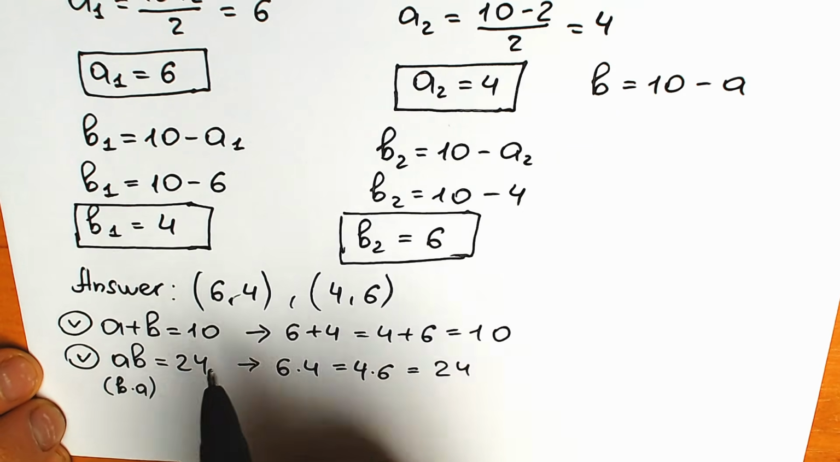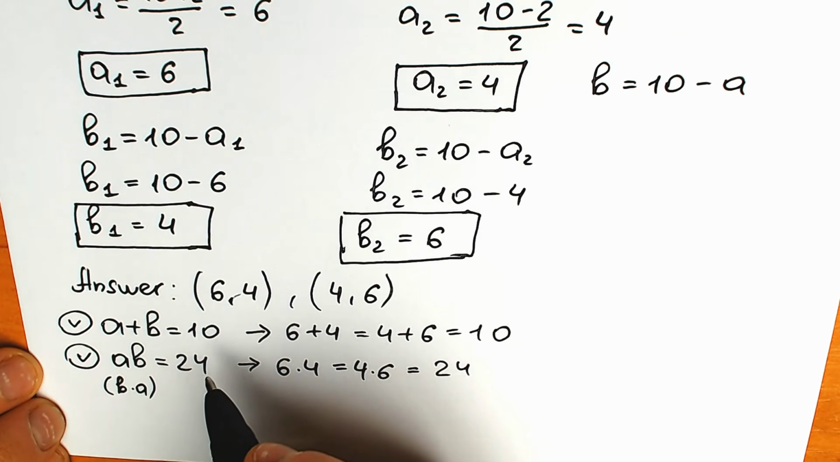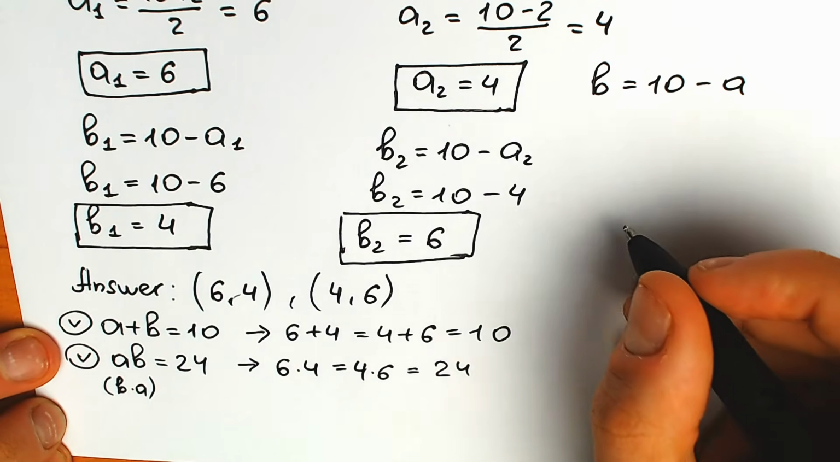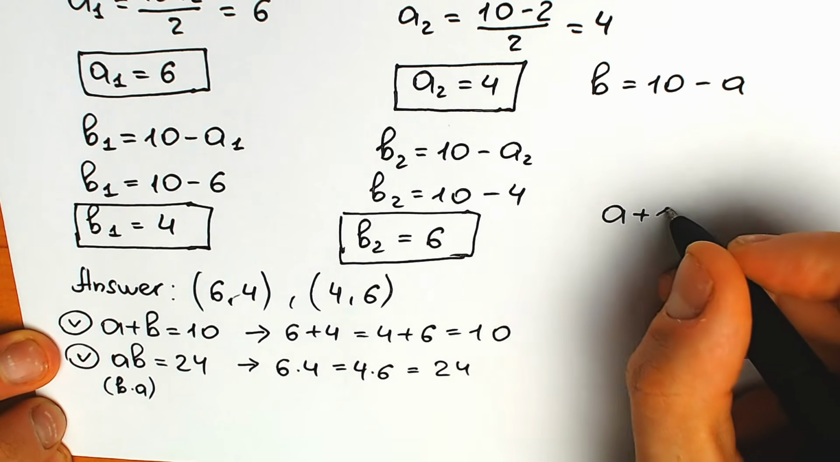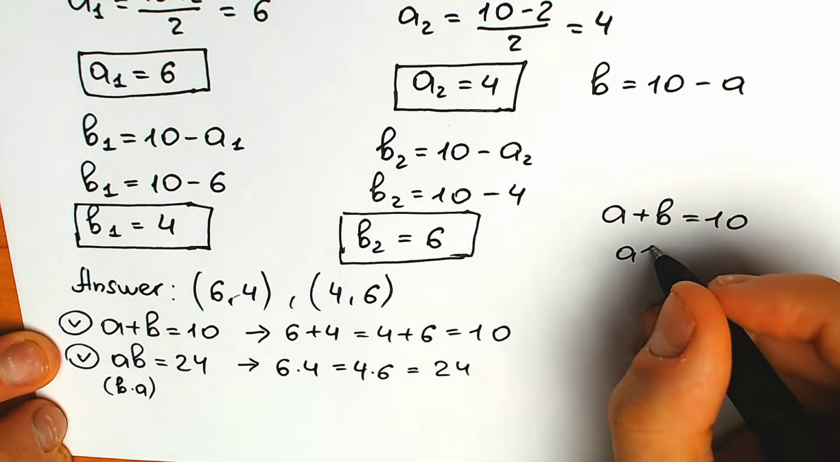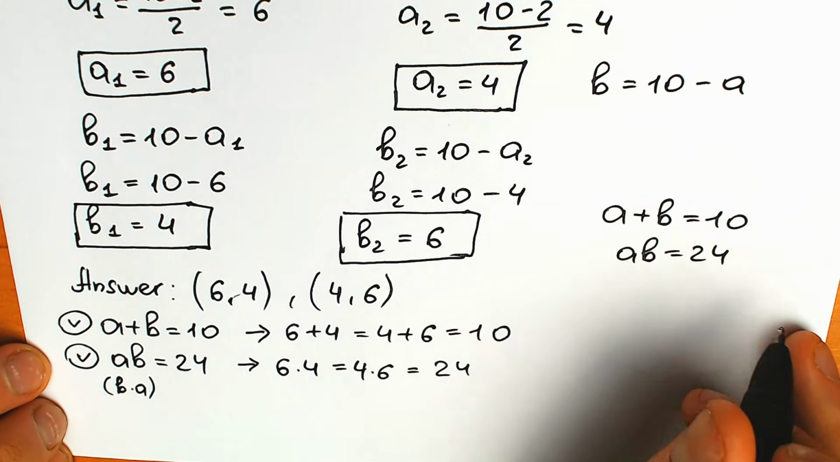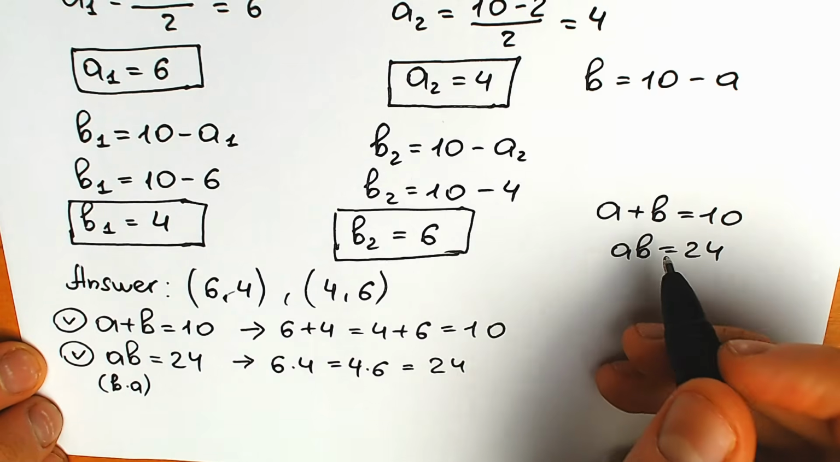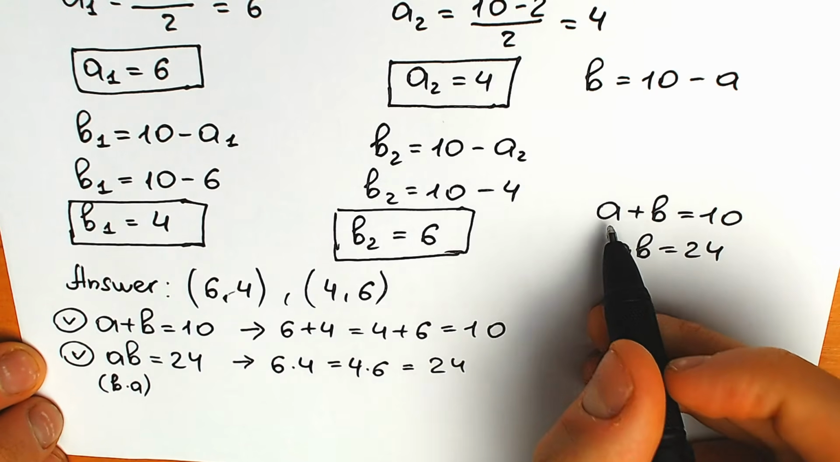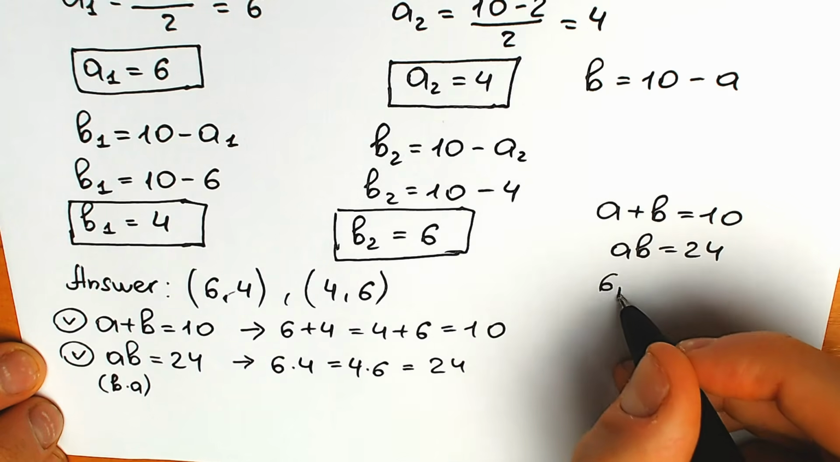Of course, if you're talking about school, you can easily guess these roots by inspection, because every time you have this type of system of equations, a plus b equal to 10, ab equal to 24, a lot of students, maybe 90% of them, think, okay, let's solve this by inspection, 6 and 4: 6 plus 4 is 10, 6 times 4 is 24. So they say, okay, 6 and 4.